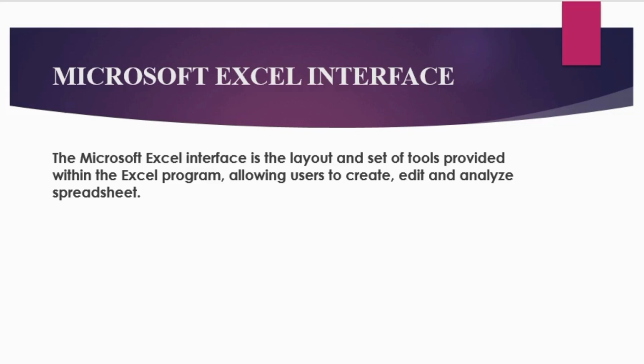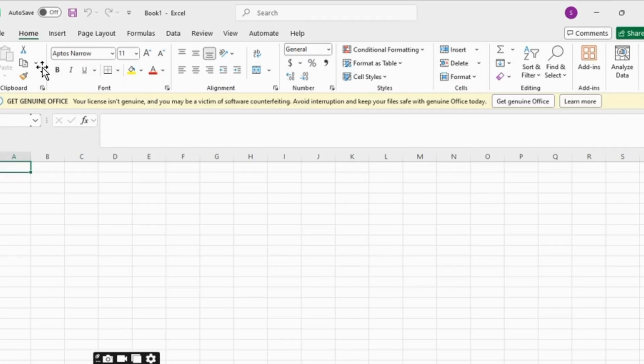So we have the spreadsheet here. One of the interface parts is the ribbon, and in the ribbon we have the home, insert, page layout, formulas, data, review, view, automate, and help. All these are called the ribbon, and they are tools and layouts that a data analyst will be using.